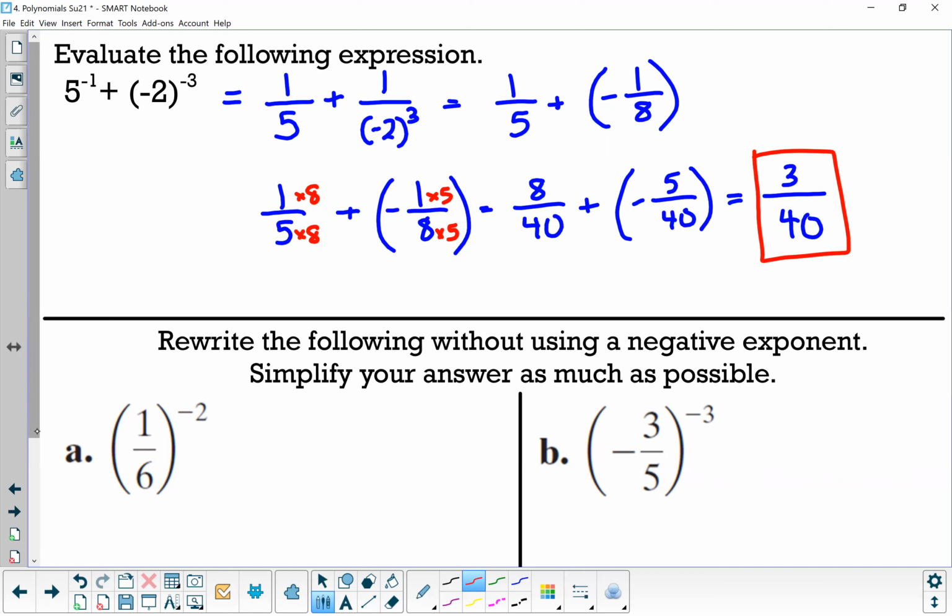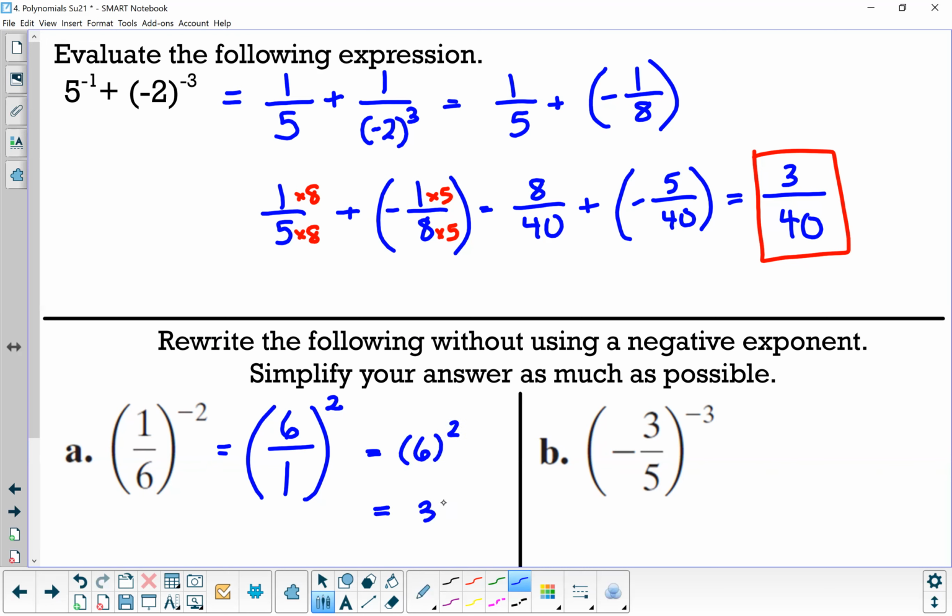So now let's take a look at the examples on the bottom. We have in parentheses 1/6, close parentheses, to the power of -2. So remember, you're taking the reciprocal of the base. In this case, our base is a fraction, so we would get 6/1, and now our exponent goes from negative to positive. Now, you don't need to write 6/1, right? 6/1 is just 6. And so our answer here now is 36.